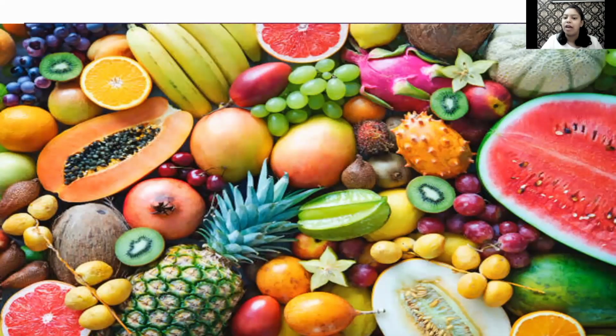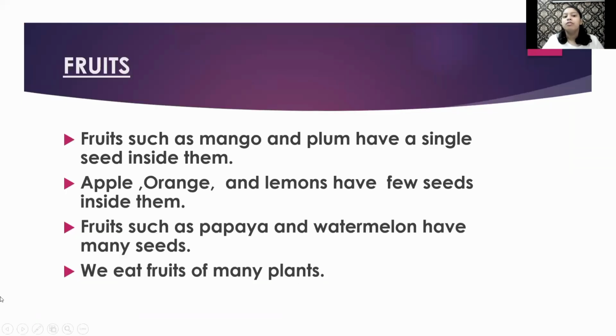Okay, so now we're going on to fruits. Yes, children, we all have yummy fruits. Some of us love watermelon or banana or pineapple, isn't it? Fruits such as mango and plum have a single seed, that is one seed inside them. Apple, orange, and lemons have few seeds inside them, so very few seeds you can see inside the apple, orange, and lemons.